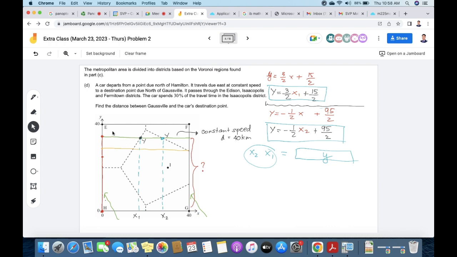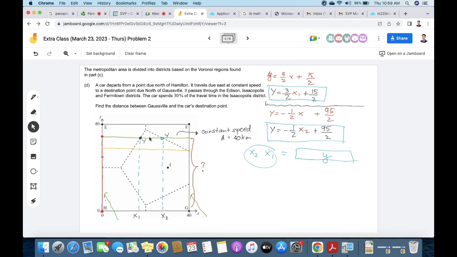Is there a way? There is one statement, the last part. It says, can you find that statement? Before 30%, yeah, 30% of the travel time is spent in town I, which is this one.